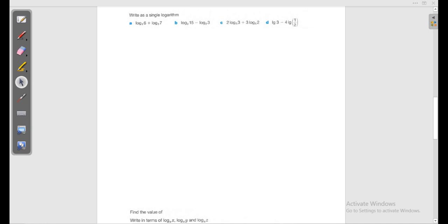Okay, so here we want to write this as a single logarithm. So this is addition splitted. If we go back to that law, all we need to do is to what? Multiply them by combining it. And that gives us log 42 base 3.